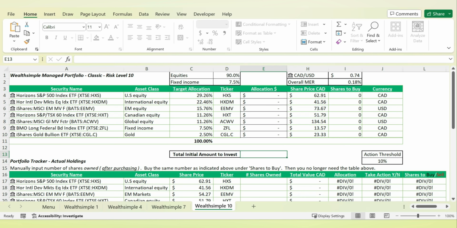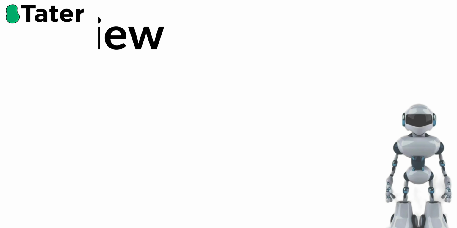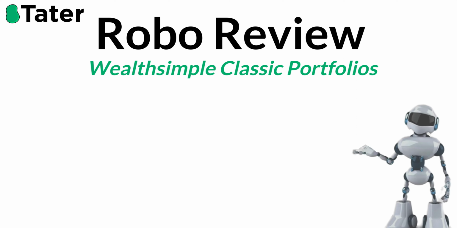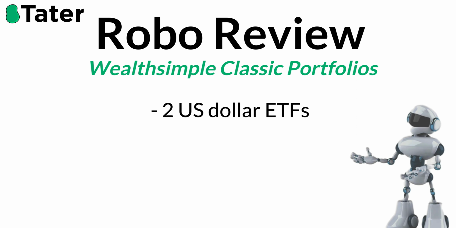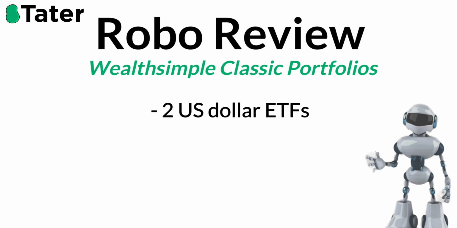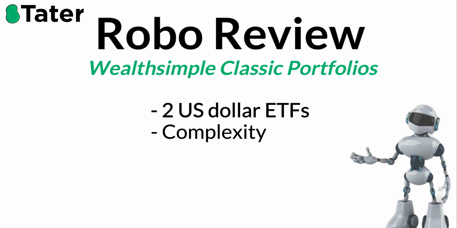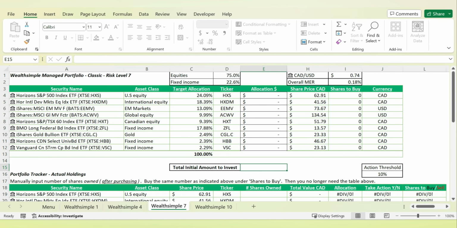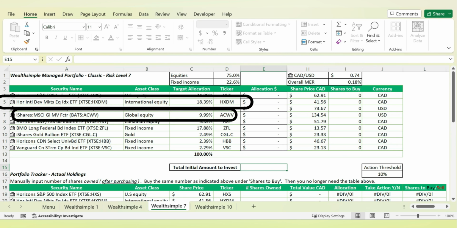Let's now sum up the most important takeaways from our review of the Wealthsimple portfolios. There are 2 US dollar ETFs, but then the US equity index ETF is in Canadian dollars. The portfolio probably has more ETFs than are really required. There is some overlap with some of the ETFs. For example, there is a global and an international equity index ETF.